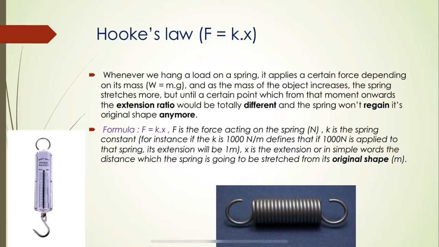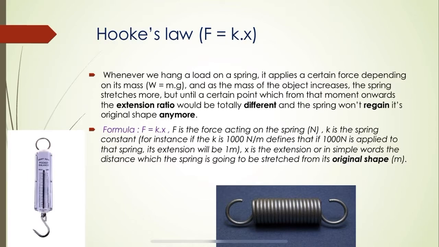So let's go. At first, let's have a brief introduction about Hooke's law, F = kx. Whenever we hang a load on a spring, it applies a certain force depending on its mass, W = mg. As the mass of the object increases, the spring stretches more. So now we notice that the extension is directly proportional to the force applied by that load.